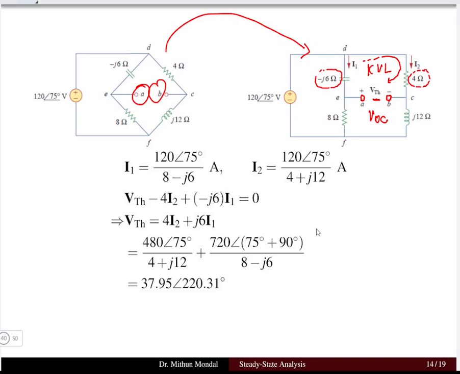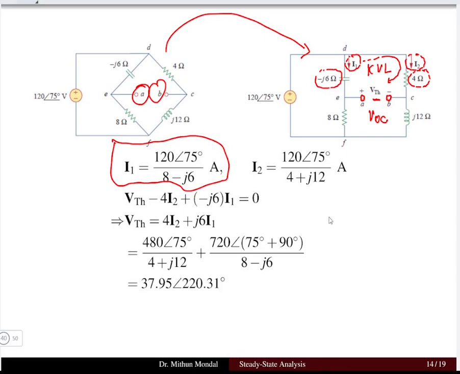Now, if I obtain the current I1 flowing here and the current I2 flowing here, then I can determine the potential drop across the capacitor and the resistor. I can obtain the current I1 using the concept of the current division rule, or I can obtain this by any other method.